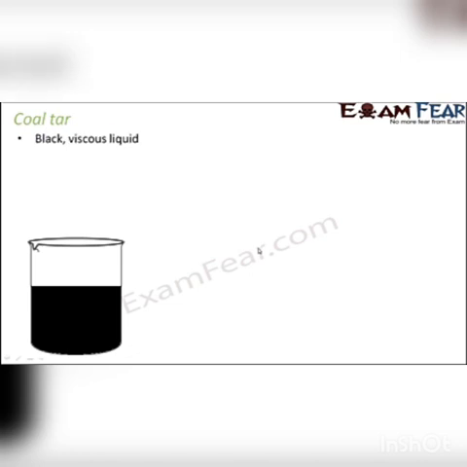So let's talk about coal tar. As I said, it is a black viscous liquid. If you put it in a vessel, you can actually feel how viscous and how thick it is, and it is completely black in color. It has an unpleasant smell. The smell is so bad that you can actually feel its presence nearby.